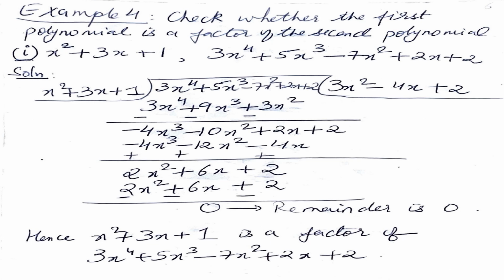So in the first example, we are dividing 3x raised to 4 plus 5x cubed minus 7x square plus 2x plus 2 by x square plus 3x plus 1. Again, the first term is 3x raised to 4. If I want 3x raised to 4 from x square, I have to multiply it by 3x square. So I get 3x raised to 4 plus 9x cubed plus 3x square. Reversing the sign, subtracting it, we get the next step. We carry on the division. At last we get the remainder as 0. So as the remainder is 0, we can say that x square plus 3x plus 1 is a factor of 3x raised to 4 plus 5x cubed minus 7x square plus 2x plus 2.